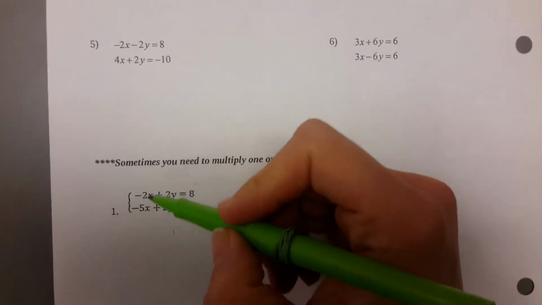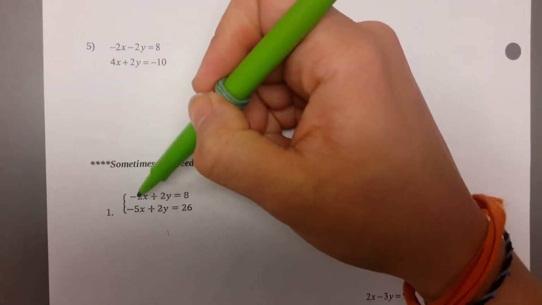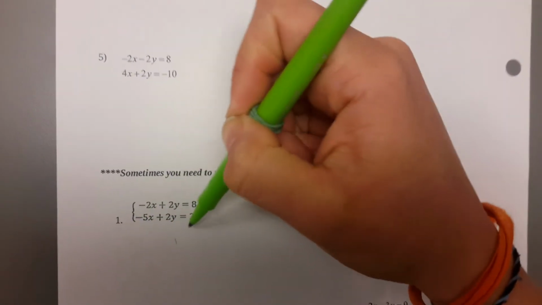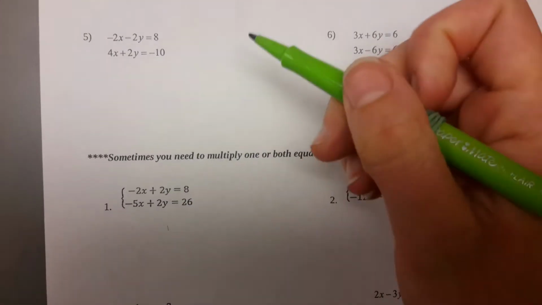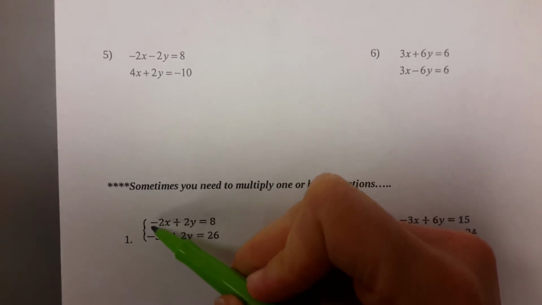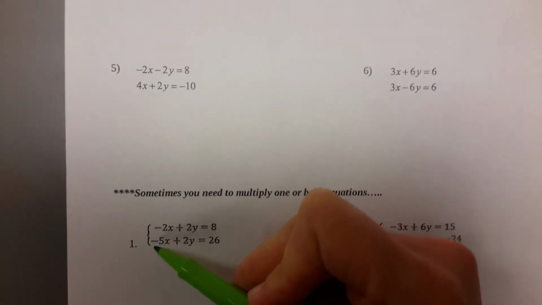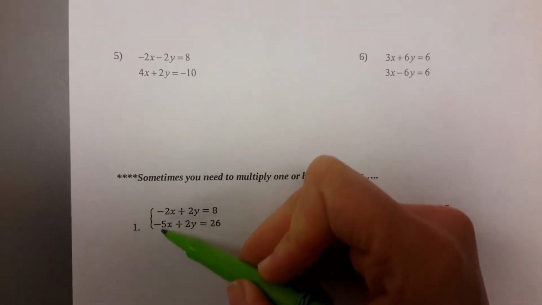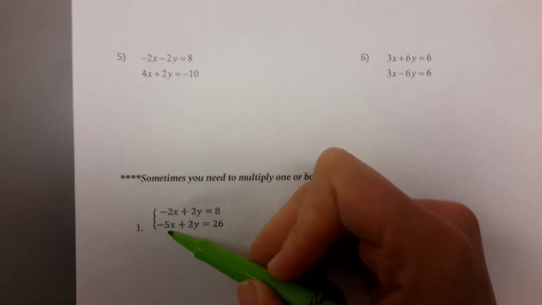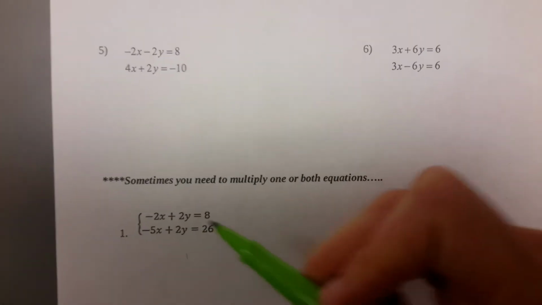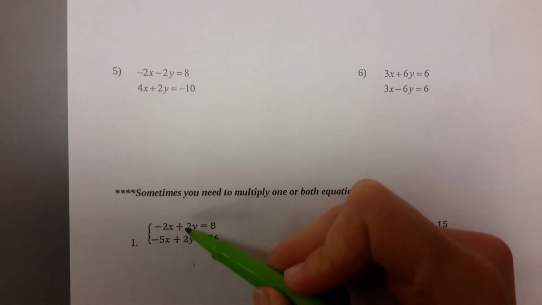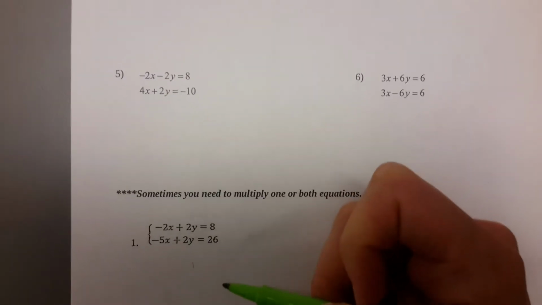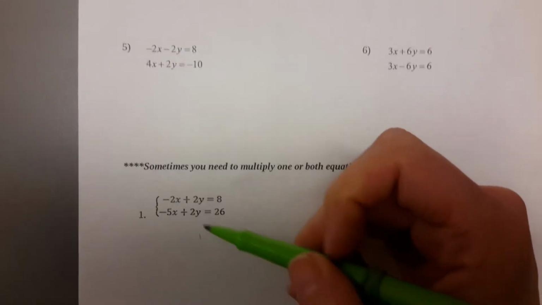I look for something to eliminate. First of all, they're in standard form: ax plus by equals c, ax plus by equals c, so that's good. Now I look to see if my x's or my y's can eliminate. Negative 2x and negative 5x, those are not opposites. They do not equal 0, so they don't cancel each other out. Positive 2y and positive 2y, those are also not opposites, so they don't cancel each other out.